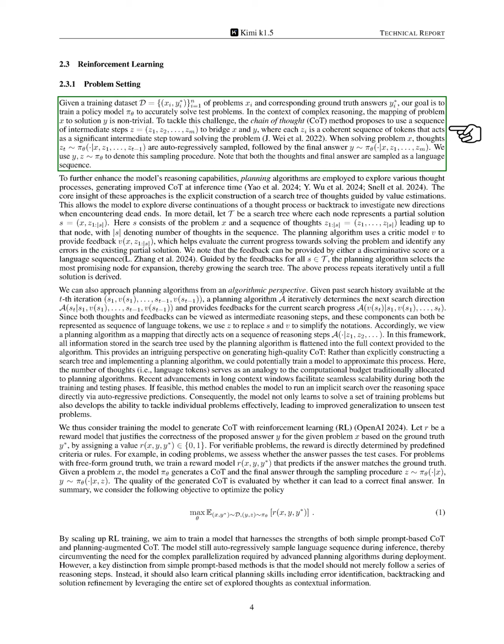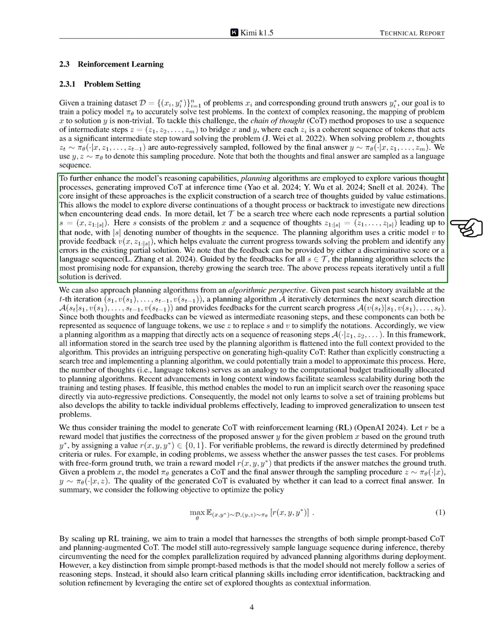Next, we discuss reinforcement learning and our problem setting. We have a training dataset consisting of problems and their correct answers, and our aim is to train a policy model to solve test problems accurately. In complex reasoning, linking a problem to its solution is challenging. The chain of thought, CoT, method suggests using a series of intermediate steps to connect the problem and the solution. When addressing a problem, we sample thoughts auto-regressively, followed by the final answer. We denote this sampling process accordingly.